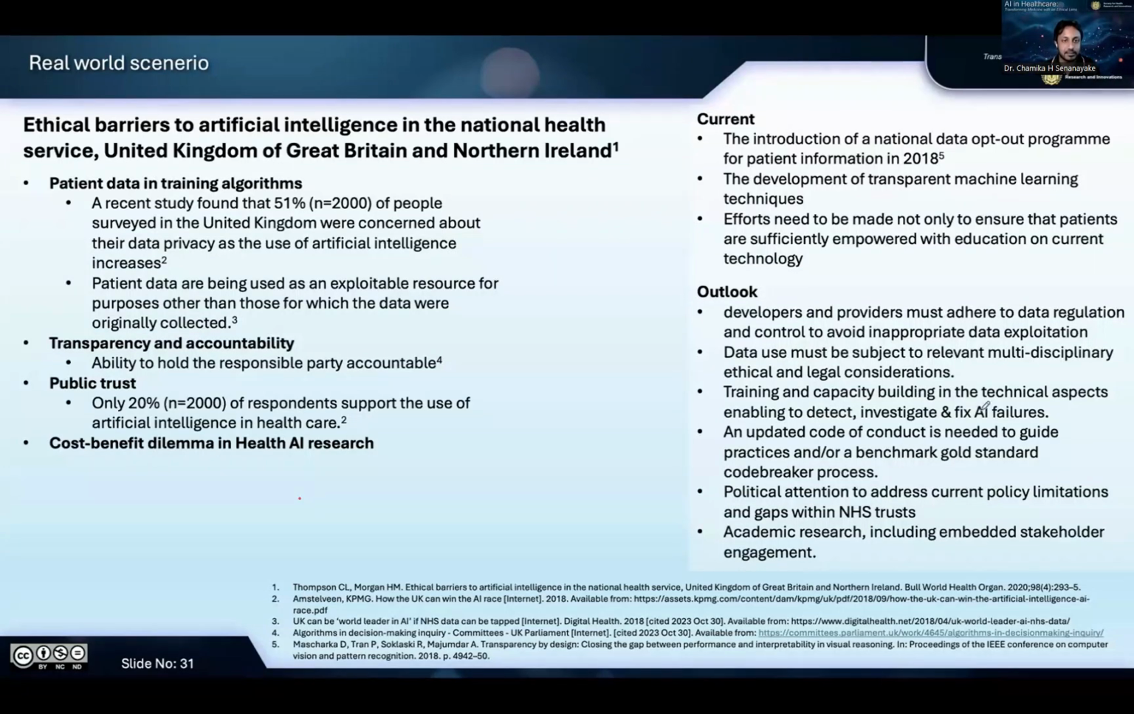And training and capacity building on technical aspects, enabling people to detect, investigate, and fix AI failures. Because at the moment in Sri Lanka, I think we use AI, but there's no one to detect bugs or fix AI failures. And an updated code of conduct needs to guide the practices, with benchmark code standards, code breach processes, and political attention to address the current policy limitations and gaps within the NHS trust. Also, academic researchers, including embedded stakeholder engagement, is one of their outlooks.